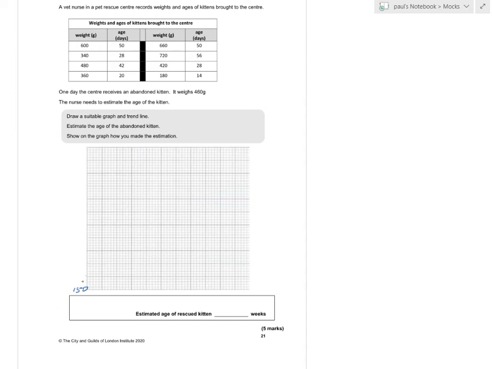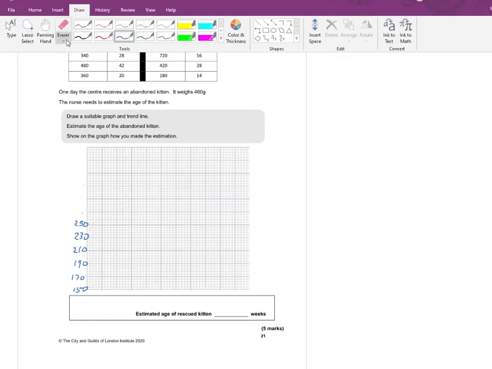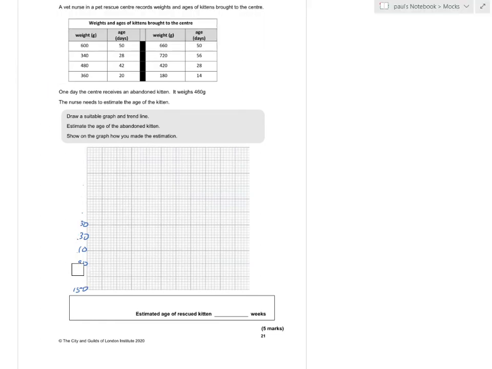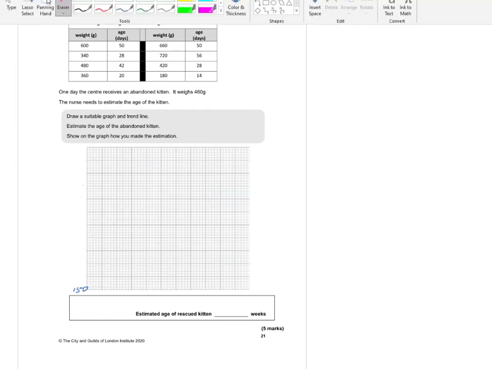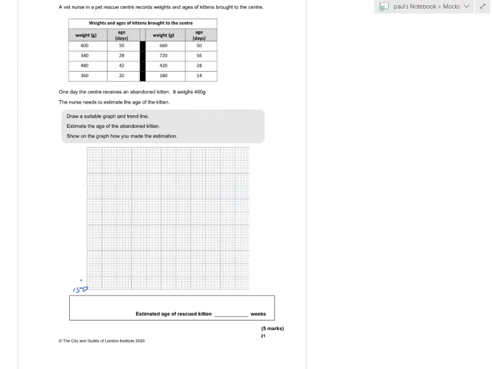How about going up in 10s? So 170, 190, 210, 230, 250. Is this going to fit? No, that's only going to go up to 500 or so, isn't it? No, that's not going to fit. Come down and get rid of that. So we need to go up in more than that.